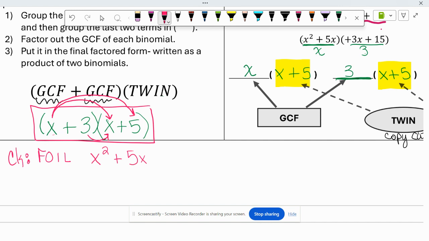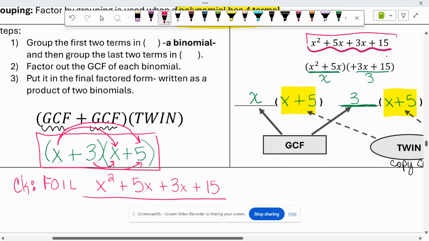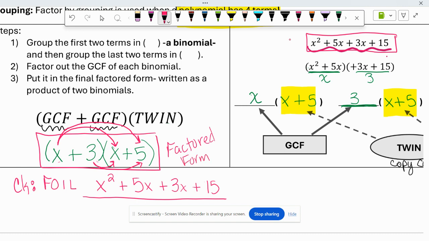Inside times the inside. 3 times x is... yep. Last times the last. 3 times 15 is... 3 times 5 is, yeah. Isn't this exactly the same as this right here? So that's how I know that this factored form is correct.